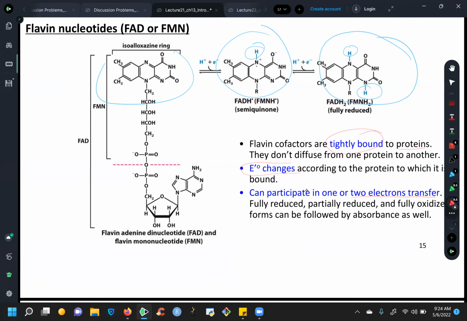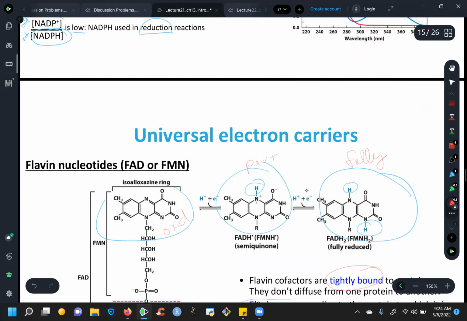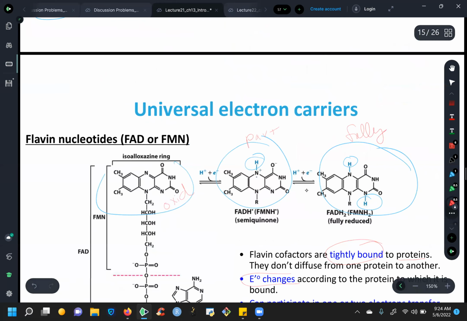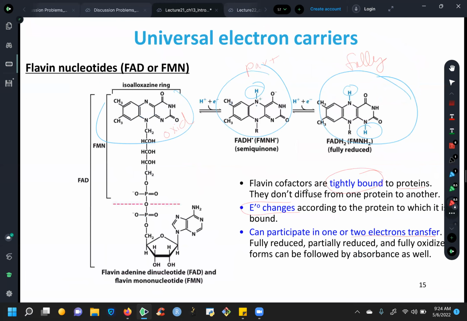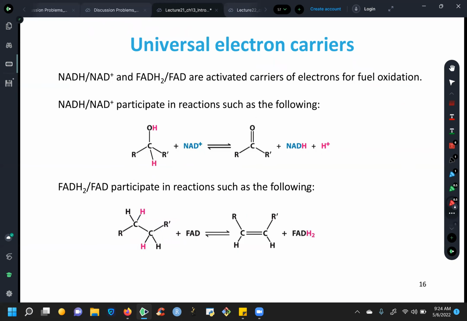Okay, so this is the fully oxidized, where there's nothing there, partially reduced, and then fully reduced. Okay, so NADH, NADPH, those guys can roam around, but FAD can't. So remember, Maria emphasized that in a couple of her lectures.